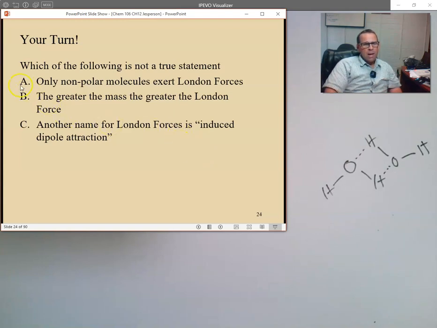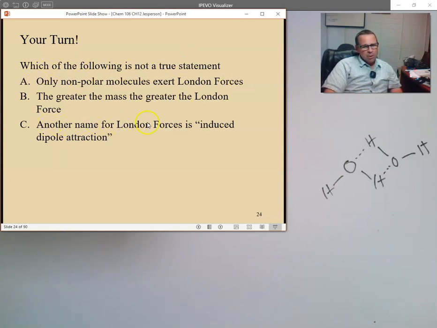Okay, so A and B are true. Which one following is not a true statement? Oh, no, sorry. A is not true. Only nonpolar molecules exert London forces. That's not true. Nonpolar molecules have London forces, but polar compounds, or compounds that have dipole-dipole or hydrogen bonding, also have London forces influencing them as well. So the one that is not a true statement is A.